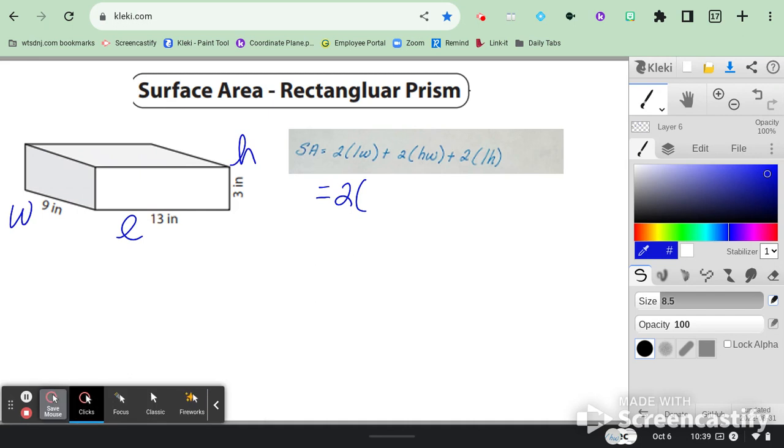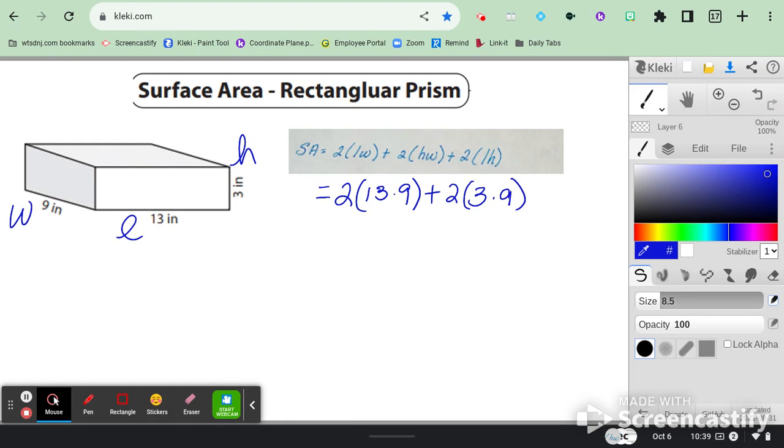My length is 13. I'm going to multiply that by my width of 9. Close parentheses, drop down my plus sign. I'm going to drop down my 2, open up my parentheses. My height is 3 inches. I'm going to multiply that by my width of 9. Close my parentheses. Drop down my addition sign, my 2, open up my parentheses. My length is 13, and my height is 3.